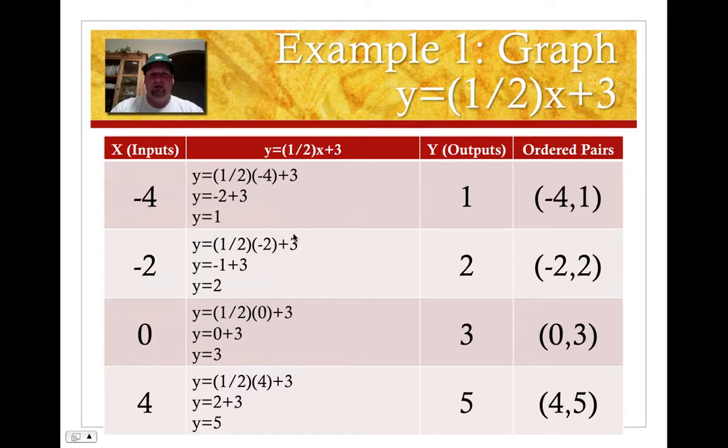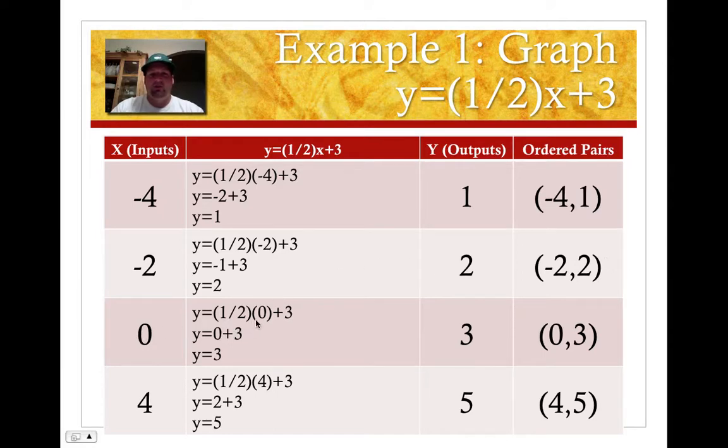Alright, in this column I substitute in, and let's go step by step here. The first one's -4, so everywhere there's an x, I'm going to replace it with -4. 1/2 of -4 is going to give me -2, and then -2 plus 3 will give me a 1. So my output is a 1, and the ordered pair is (-4, 1). And the next one I chose -2. 1/2 of -2, of course, means multiply, so 1/2 times -2 is -1, and -1 plus 3 gives me +2. Input -2, output +2, ordered pair is (-2, 2).